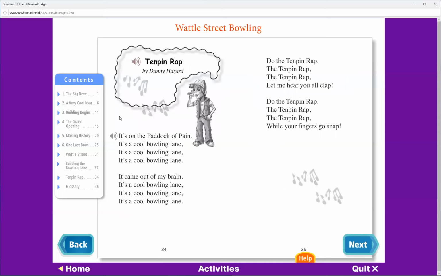10-Pin Rap by Danny Hazard. It's on the paddock of pain. It's a cool bowling lane. It came out of my brain. It's a cool bowling lane. Do the 10-pin rap, the 10-pin rap, the 10-pin rap. Let me hear you all clap. Do the 10-pin rap, the 10-pin rap, the 10-pin rap, while your fingers go snap.